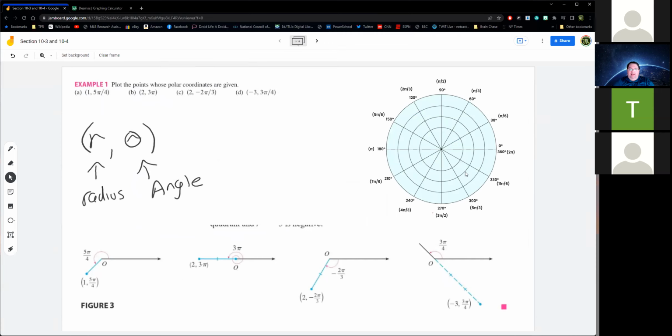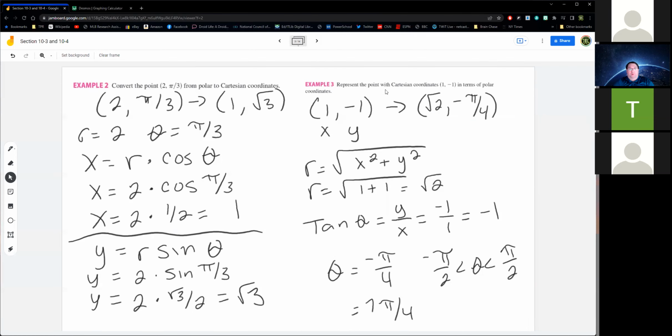So that's just another way to express it in positive terms? Correct. If you wanted to express it in positive terms, it'd be 7 pi over 4. But wait, do we have to? No. Okay, that's why I wrote the point as negative pi over 4.